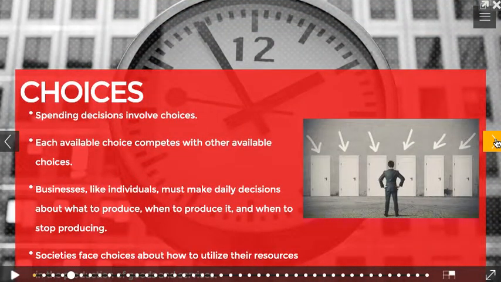Choices. Spending decisions involve choices. Each available choice competes with other available choices. Businesses, like individuals, must make daily decisions about what to produce, when to produce it, and when to stop producing. Societies face choices about how to utilize their resources.